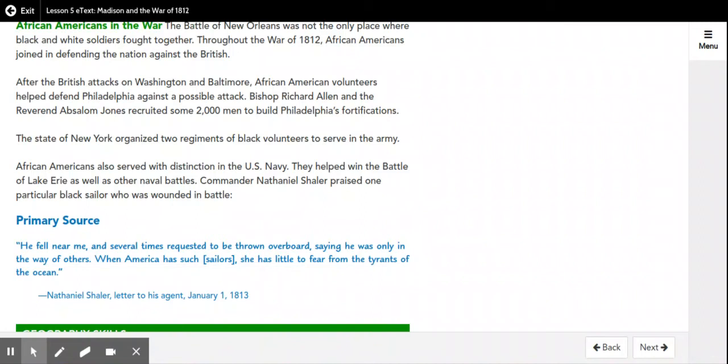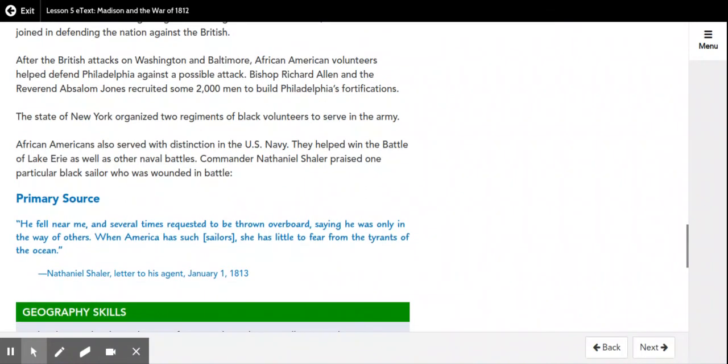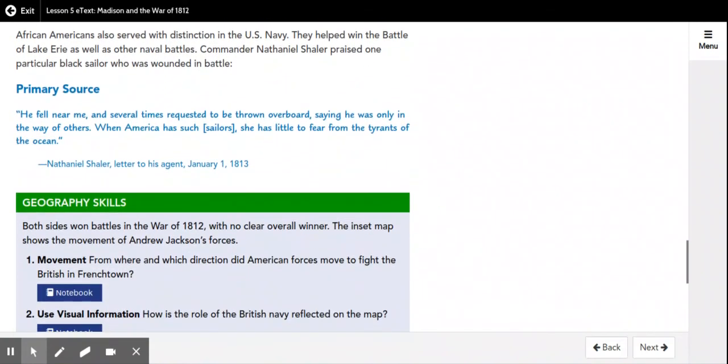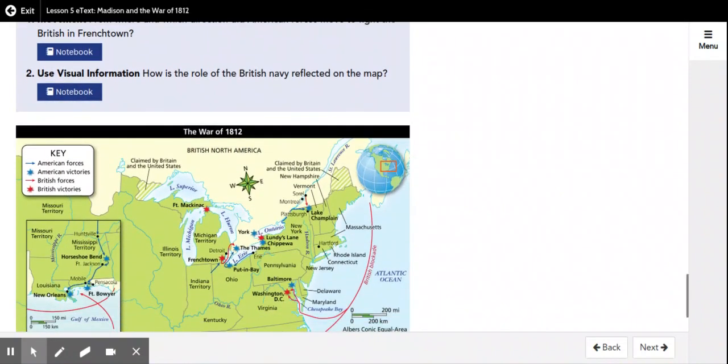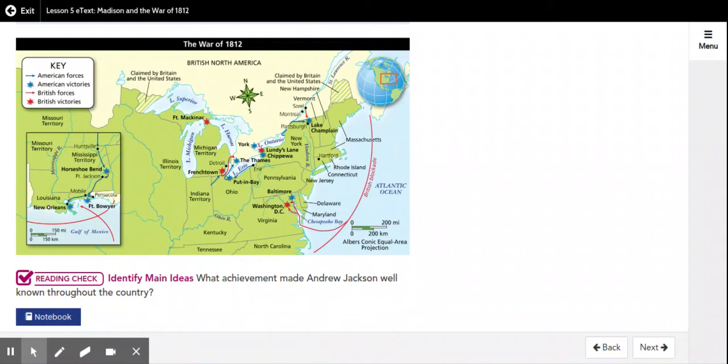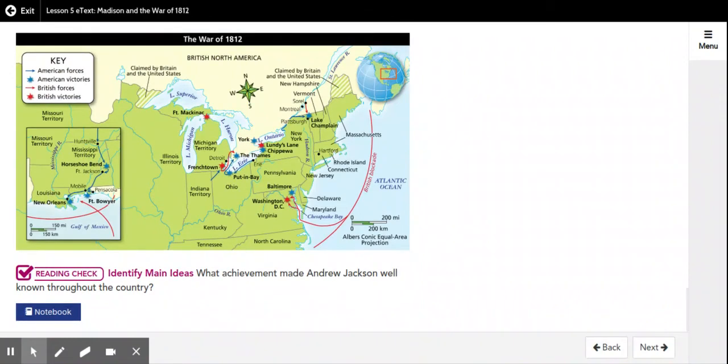Commander Nathaniel Shaler praised one particular black sailor who was wounded in battle. Primary source: "He fell near me, and several times requested to be thrown overboard, saying he was only in the way of others. When America has such sailors, she has little to fear from the tyrants of the ocean." Nathaniel Shaler, letter to his agent, January 1st, 1813.